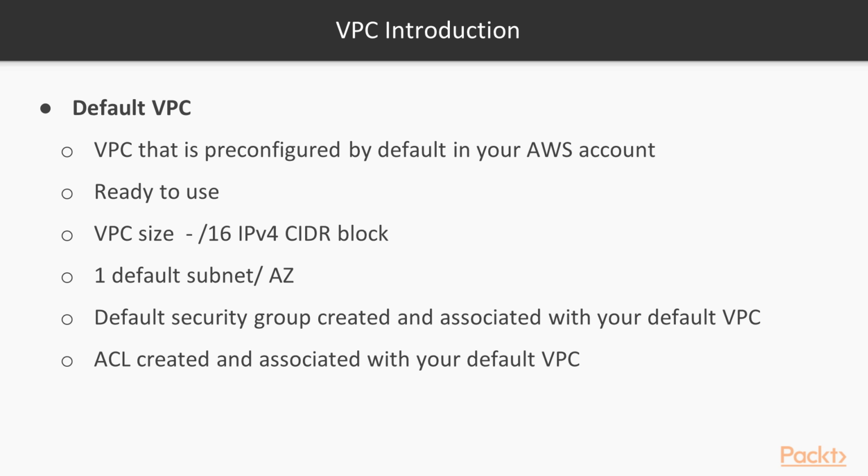Now let's recap the default VPC. This is the VPC that is pre-configured by default in your AWS account. It is ready to use, and the VPC size is a /16 IPv4 CIDR block. By default, it's going to have one subnet per availability zone, and there's going to be a default security group created and associated with your default VPC, as well as a network access control list.